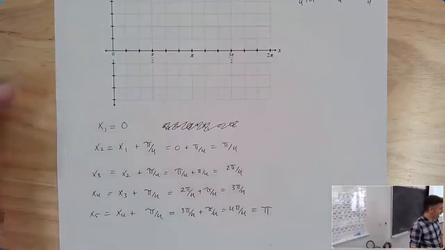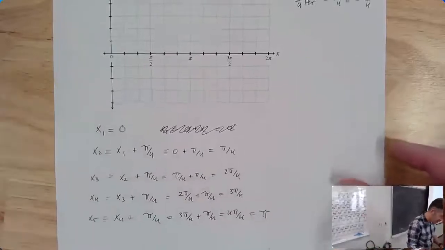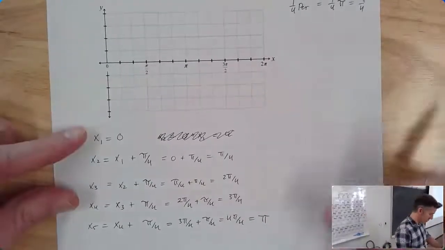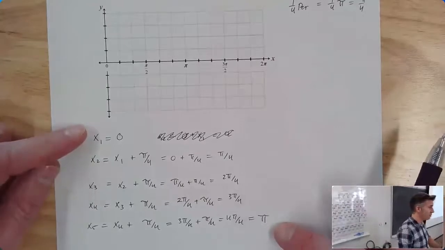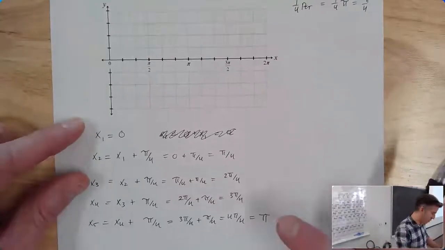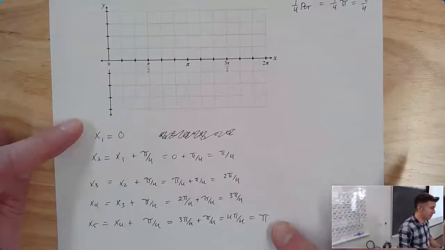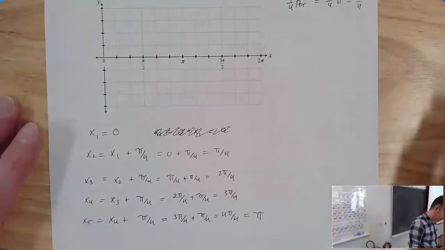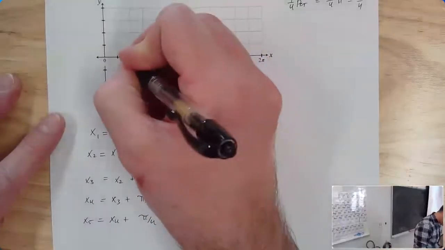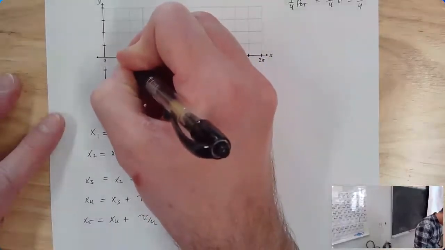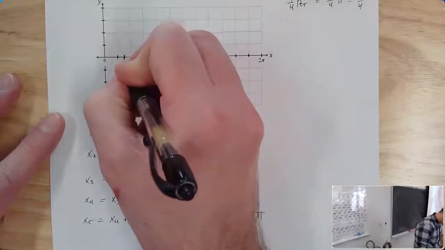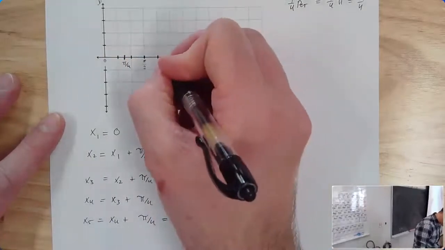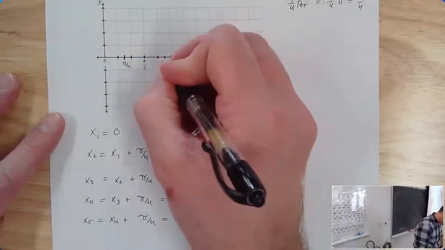It is good to check, or at least mentally think about, is the difference between my starting point and my ending point the length of the period? It should be. And yeah, from 0 to pi, the length is pi, which is my period length. Okay, so I've got my important points here. I've got pi over 4 being halfway between 0 and pi over 2, and 3 pi over 4 being halfway between pi over 2 and pi.